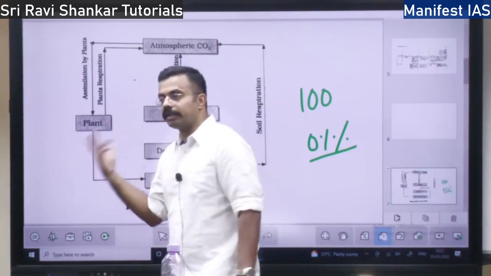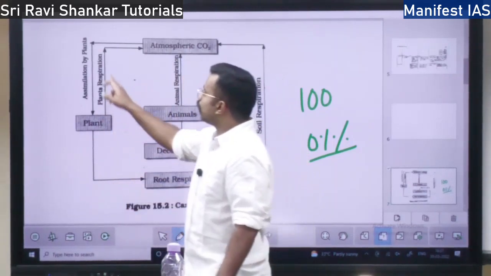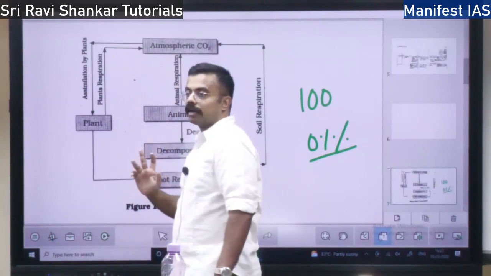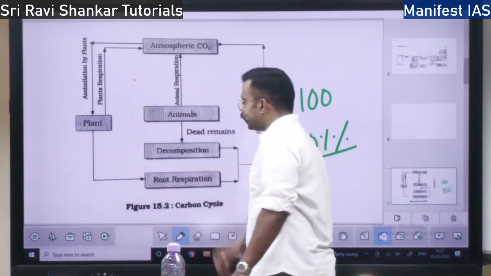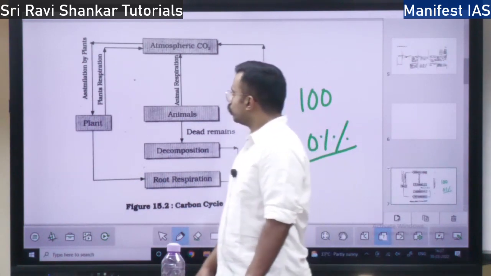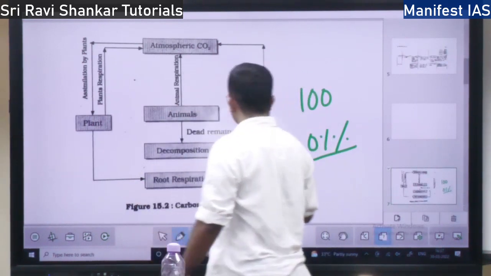Because at night time they will give out carbon dioxide. So plants also give out carbon dioxide. So the cycle is complete here. And also plants via root respiration. So via root respiration, they are going to do what?